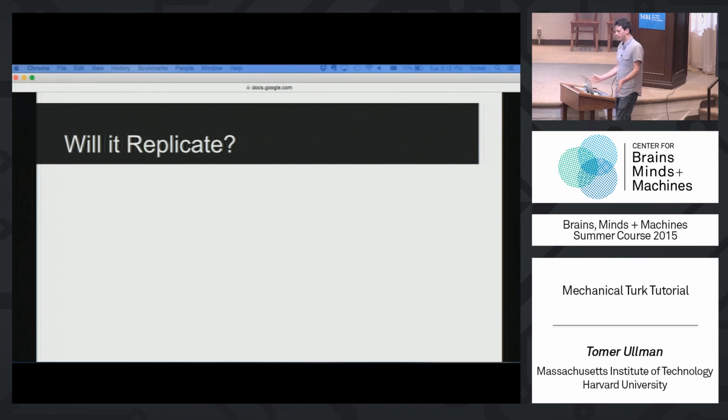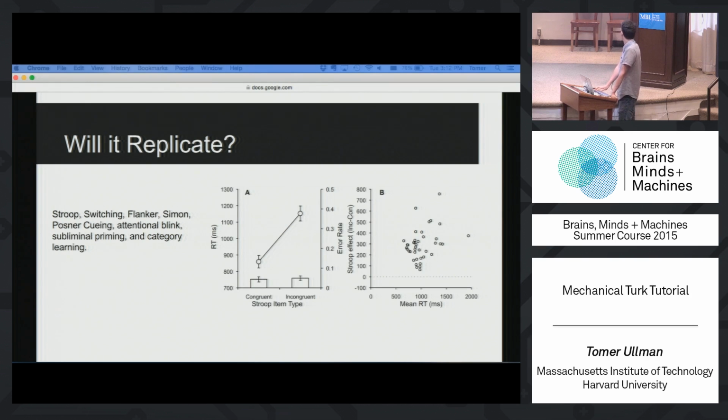You know, some people who are being introduced to Amazon Mechanical Turk or thinking about it usually say, yeah, that's fine, but how do I know that people are actually doing what will happen in the lab? Right? I might do it on Mechanical Turk, but then if I do it in the lab, it won't replicate or things like that. So people have tried a bunch of the psychophysics that Layla was talking about before and more. They tried Stroop, switching, flanker, Simon, Posner, queuing, attentional blink, subliminal priming, and category learning. And they've done a whole lot more. This is just from one study by Crump et al., where one of the et al. is Todd Gureckis, who I'll get to in a second.